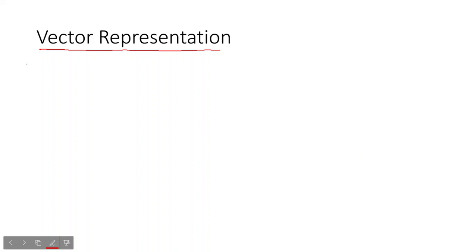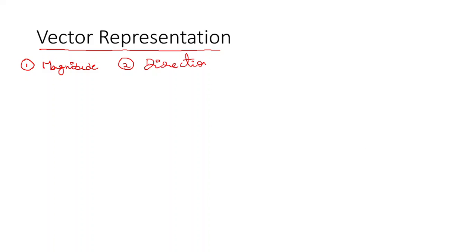So first, let us write the characteristics of vectors. First, vectors have magnitude. Number 2, vectors have direction. So how do we represent a vector mathematically?